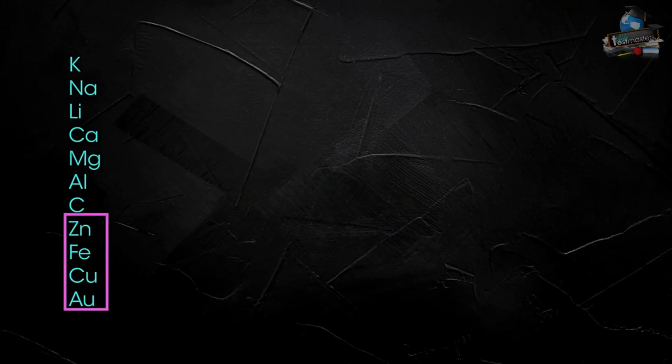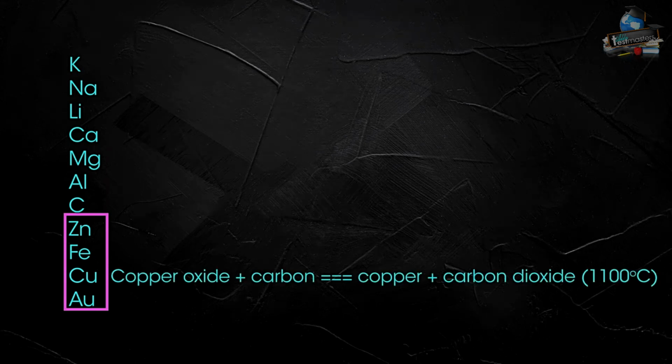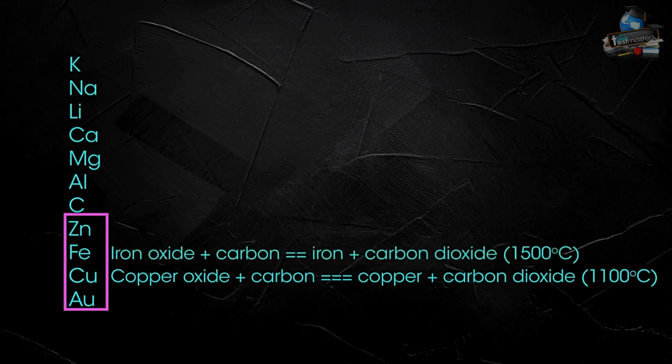Only metals below carbon in the reactivity series can be obtained by reduction of their oxide using carbon. Copper is extracted under less harsh conditions when compared to iron, as it's a less reactive metal. This in part explains why copper extraction was discovered well before that of iron.